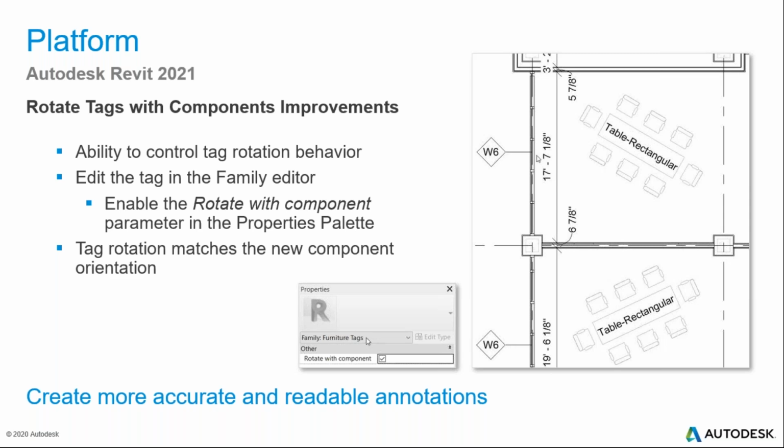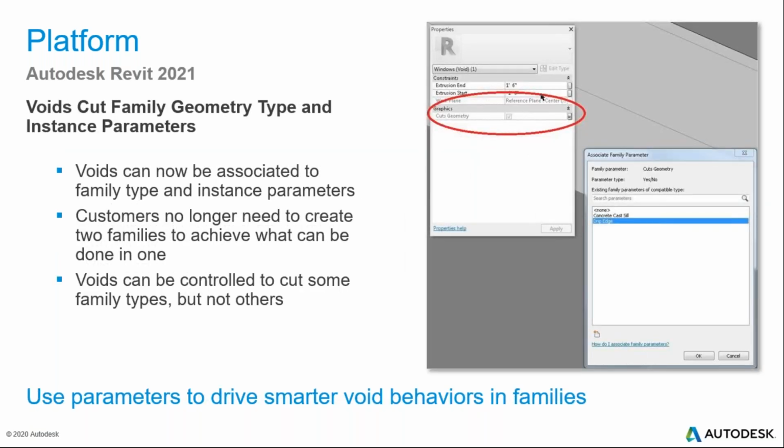Simply select the tag, open it for editing by clicking the Edit Family button, and you can enable the Rotate with Component parameter in the Properties palette. This will enable the tag to rotate with the component to which it is assigned on your documentation. Again, this helps you create more accurate and readable annotations, and also helps you save a lot of time in case there is a change in the orientation or the layout of the equipment or the component.